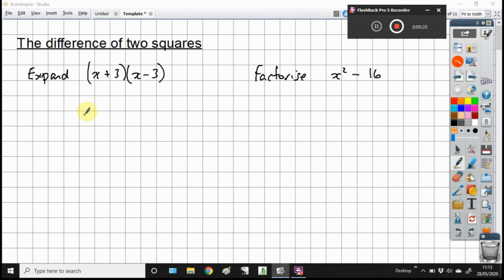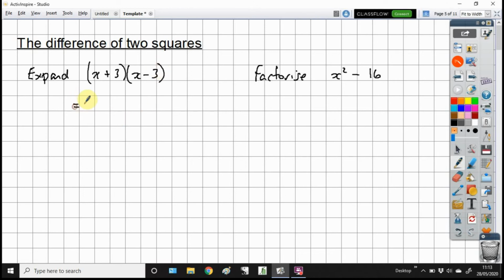So, first of all, in quadratics, if we were asked to expand this double bracket, x plus 3, x minus 3, you would follow the usual procedure. X times x makes x squared. Positive x times negative 3 makes negative 3x. Positive 3 times positive x makes positive 3x. And positive 3 times negative 3 makes negative 9. And we now simplify these two terms here, and we get x squared minus 9.